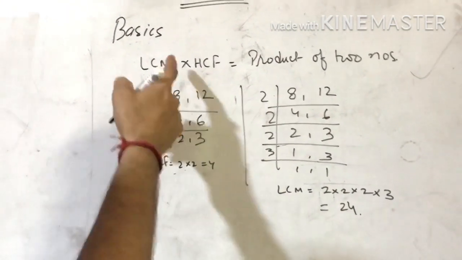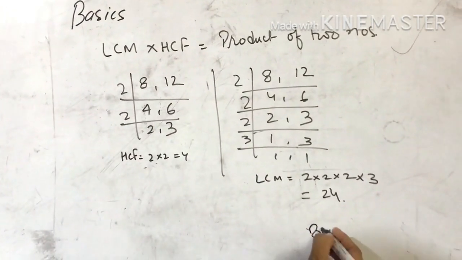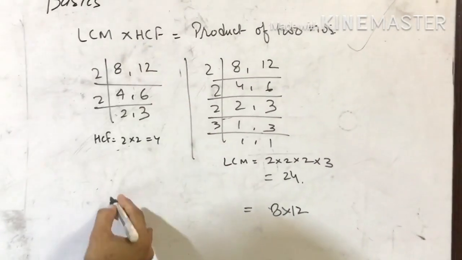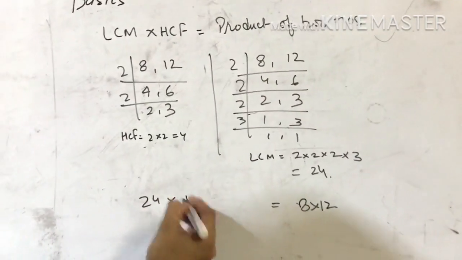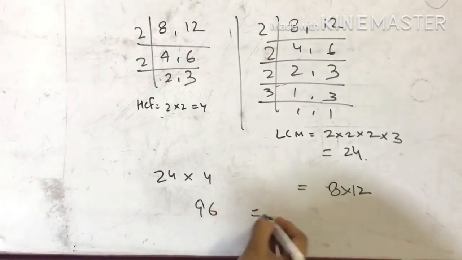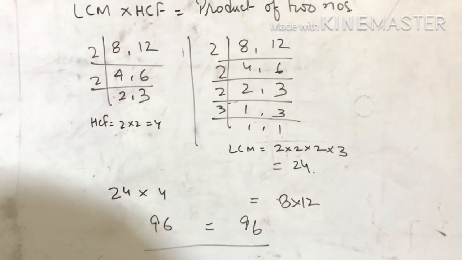Now you have to check whether this formula is working or not. So your numbers are 8 and 12. So the product of the numbers is this. And LCM into HCF means 24 into 4. This is your HCF. Multiply. You can see both the numbers are the same. It means this formula is correct.